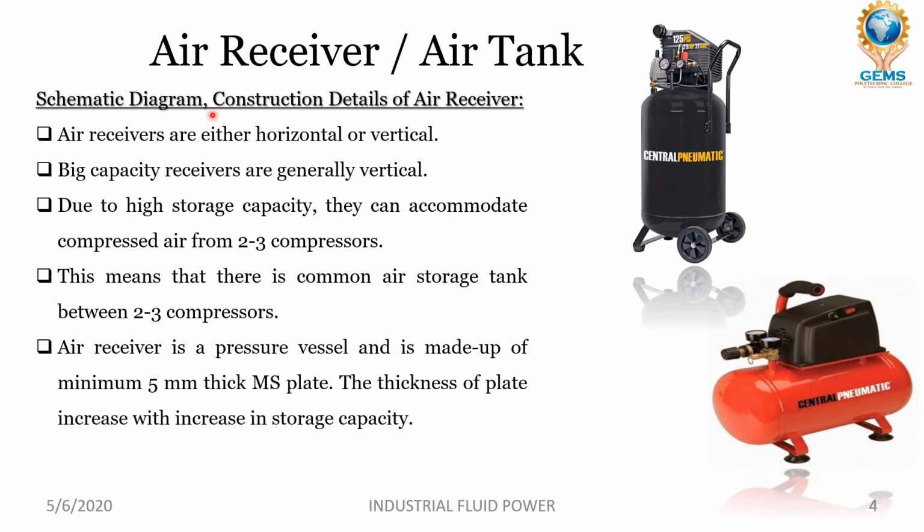Let's see the schematic diagram, construction details of air receiver. So air receivers are either horizontal or vertical. So this is the horizontal form and this is the vertical form of air receiver. Big capacity receivers are generally vertical. Due to high storage capacity, they can accommodate compressed air from 2 to 3 compressors. This means that there is a common air storage tank between 2 to 3 compressors. Air receiver is a pressure vessel and is made up of minimum 5 mm thick MS plate. The thickness of the plate increases with increase in storage capacity.